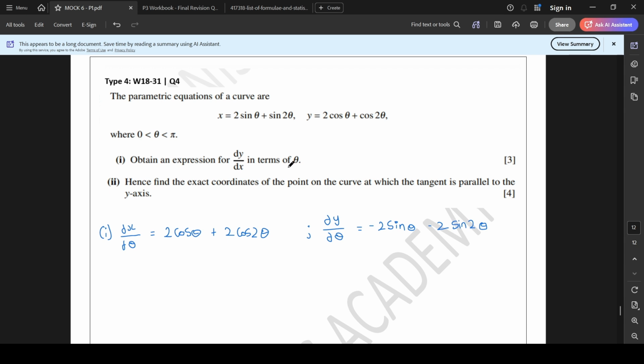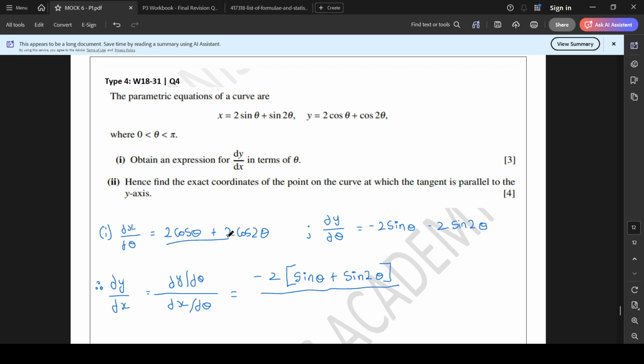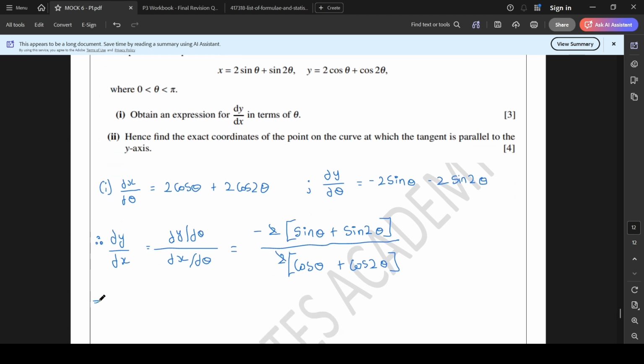Now we have to express dy/dx in terms of theta. So I'll just say my dy/dx is simply equal to dy/d theta over dx/d theta. It's the same as writing minus 2, I'll take that as a common factor, and I'll have sine theta plus sine 2 theta, divided by, again I can take 2 as a common factor and get cos theta plus cos 2 theta, and the 2's get cancelled out, and finally you will have your dy/dx expressed in terms of theta.